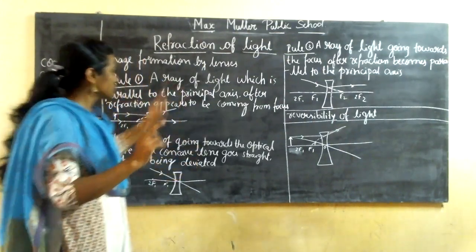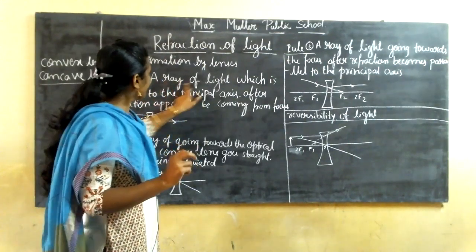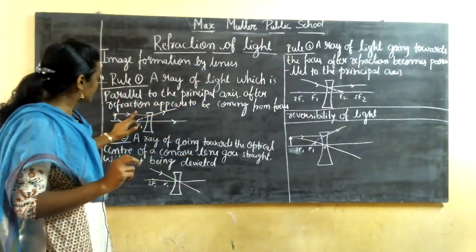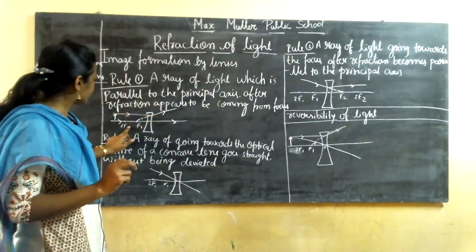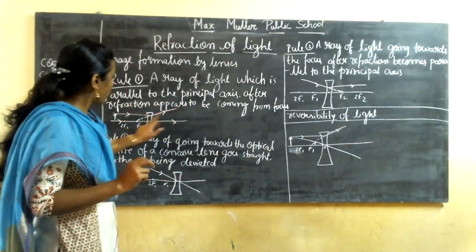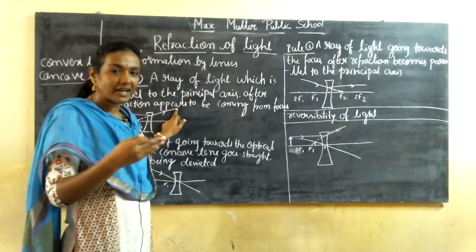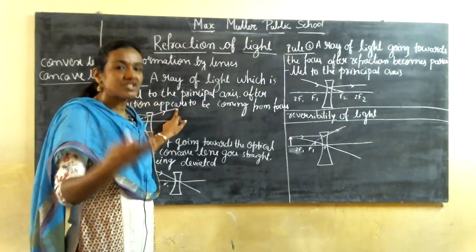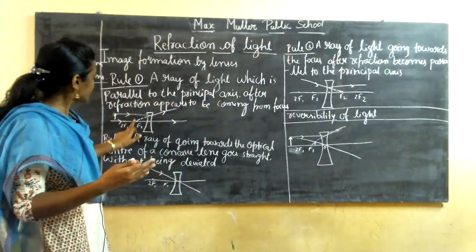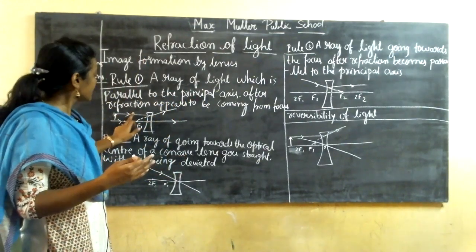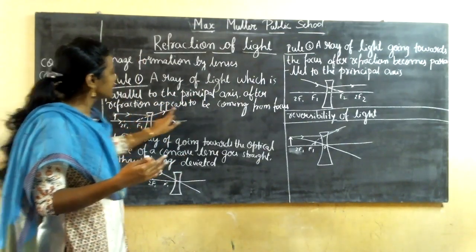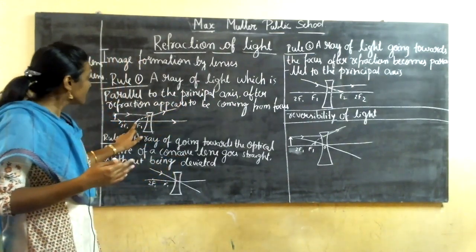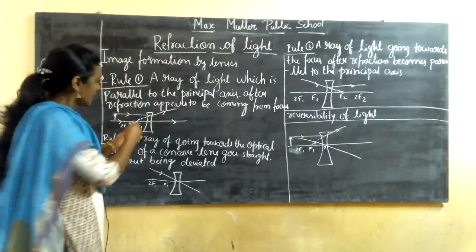Clear my point here? Let me read that one more time. A ray of light which is parallel to the principal axis, after refracting. Where does it refract? When the medium changes. When the incident ray is parallel to the principal axis and it refracts, it appears that it is coming from the focus.